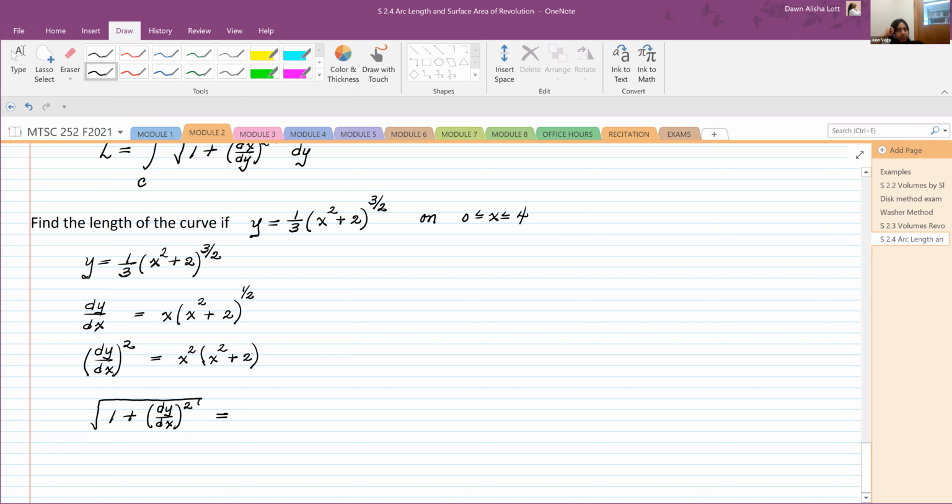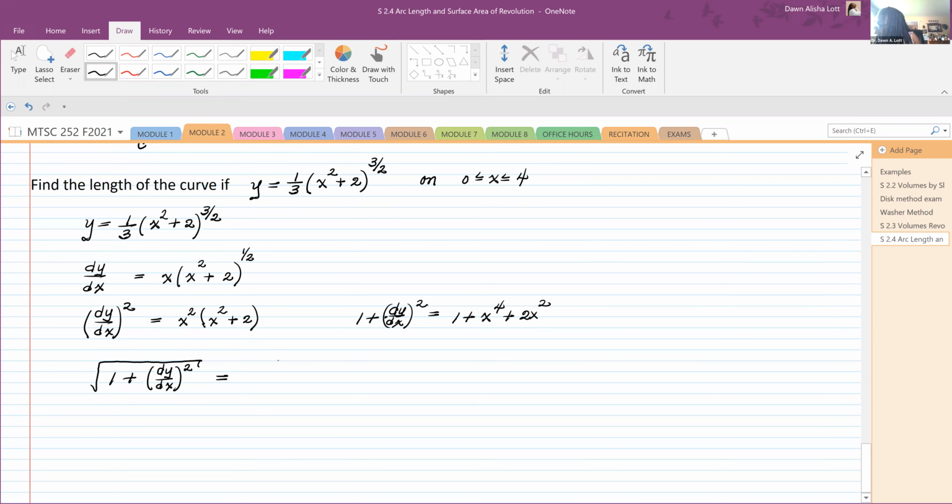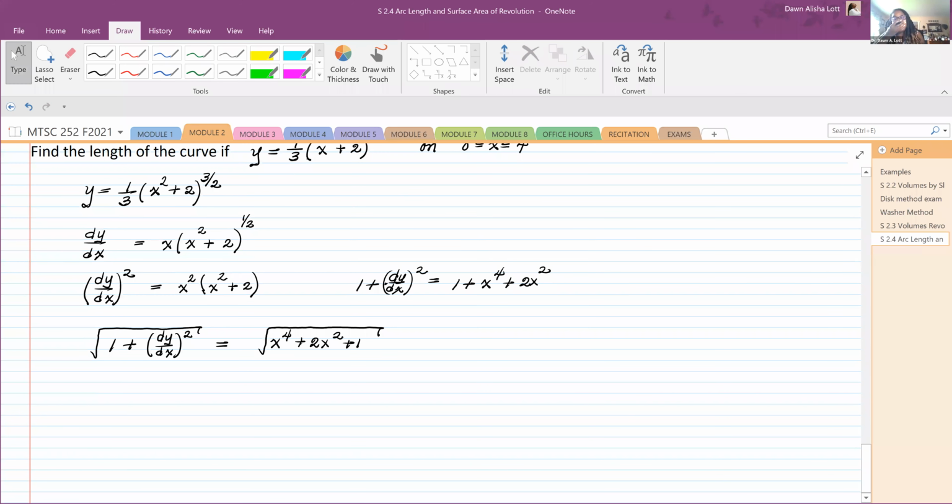Okay. Now what is 1 plus that? So now we're going to get 1 plus dy dx squared becomes 1 plus x to the 4th plus 2x squared. So this now becomes the square root of x to the 4th plus 2x squared plus 1. How in the world am I going to integrate that?